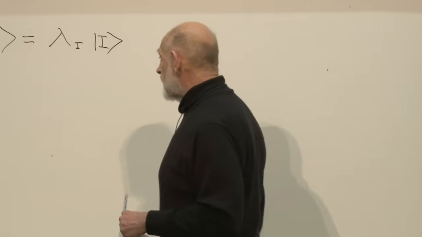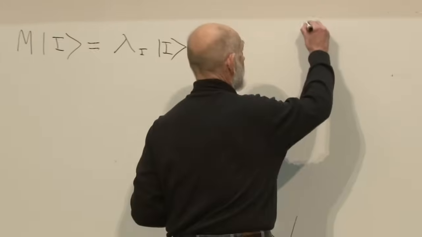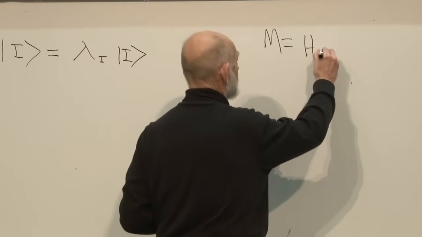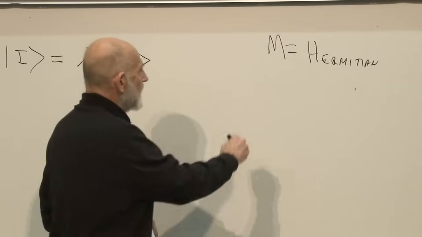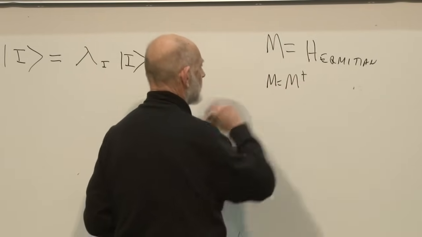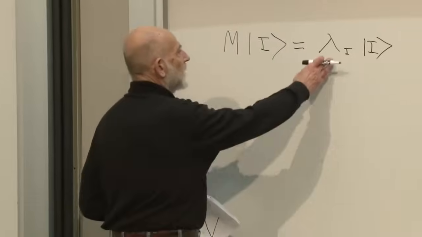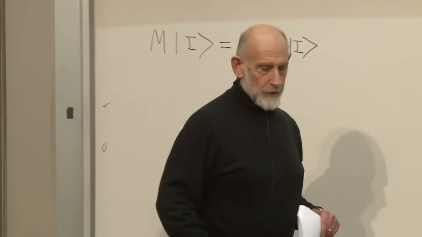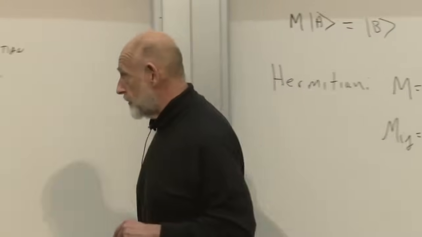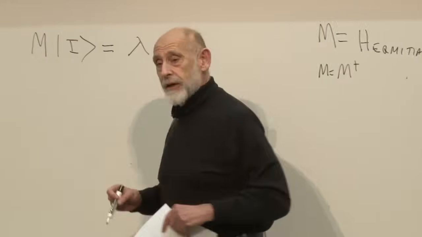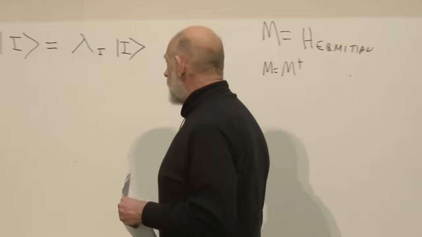All right, so let's prove that if we have two eigenvectors, M is Hermitian. M equals a Hermitian matrix. I use matrix and operator synonymously, which means that M equals M dagger. Okay, let's suppose that M is Hermitian and it has an eigenvalue lambda I. The first observation is that the eigenvalues of Hermitian matrices are real. That even comes before what I said previously. If there is an eigenvalue, it is real. Okay, how do we prove that it's real? All right, let's prove that it's real.